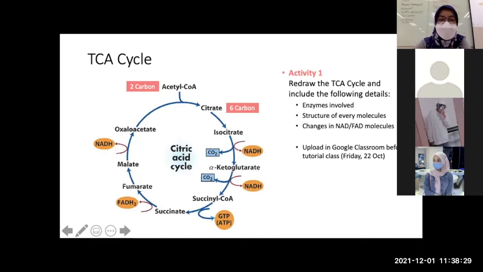Okay, so this TCA cycle has a lot of intermediates. From acetyl-CoA, they can turn into citrate, and then this citrate turns into isocitrate, and then alpha ketoglutarate, and so on. And these steps, similarly to glycolysis, have different enzymes. Each step will release different molecules, for example, NADH. So this step will release ATP.